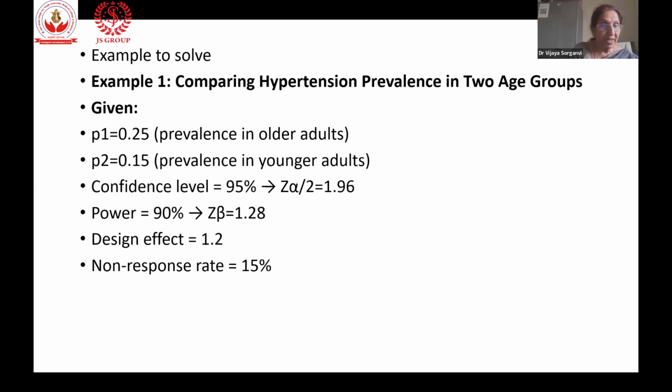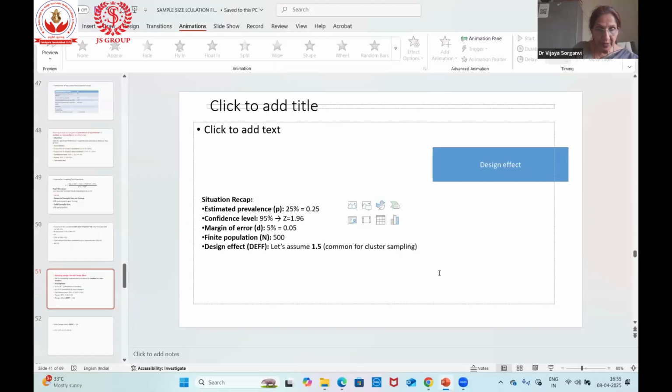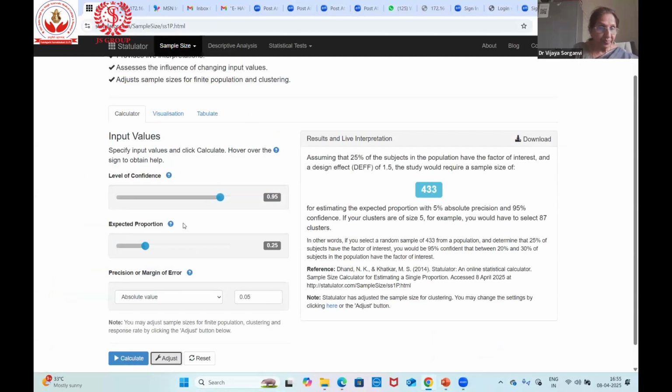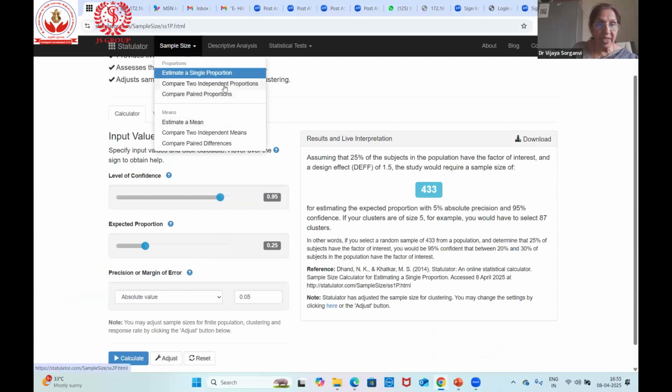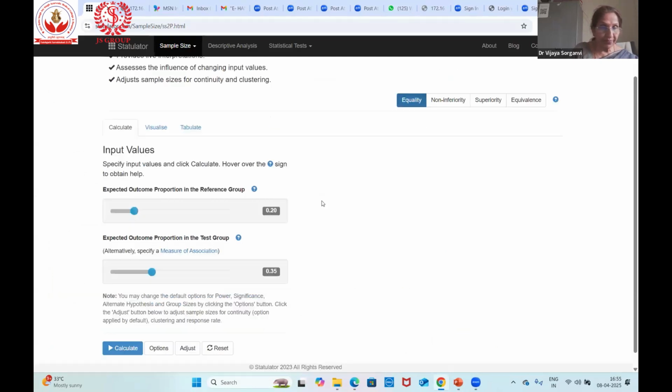Now we will solve the previous example using Statulator. What we considered: P1 is 30% and P2 is 15%. This option is for one proportion. Now, for two independent proportions, two independent groups we are including in a study, this is the window we get to enter the values.